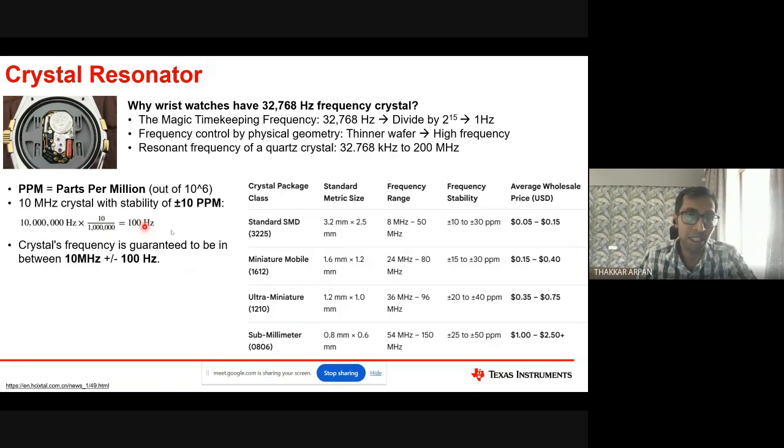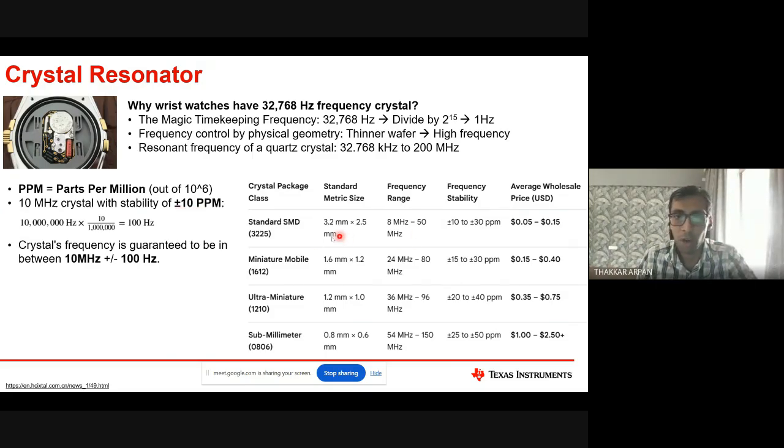This 10 megahertz crystal can move by 100 hertz across your temperature, across your 10 years duration, whatever reliability they specify, right? So that is what the ppm is. The lower this ppm number is, the better the crystal is.